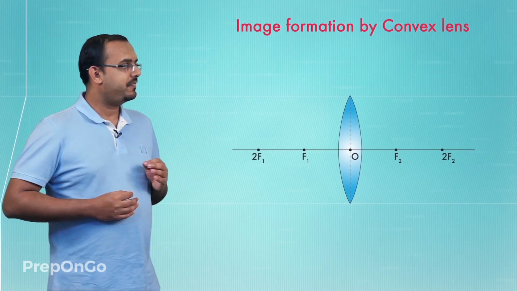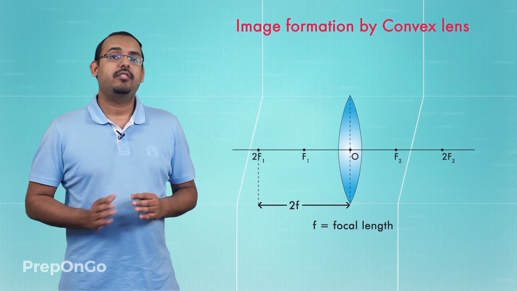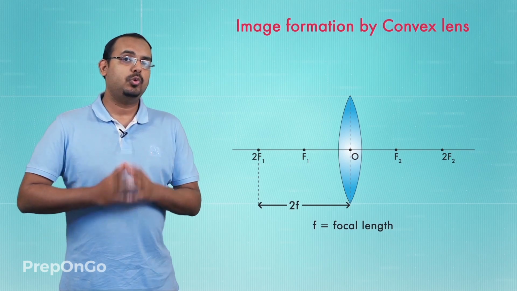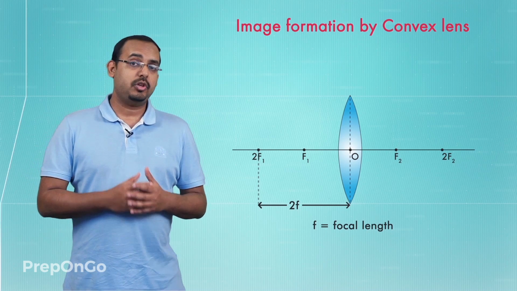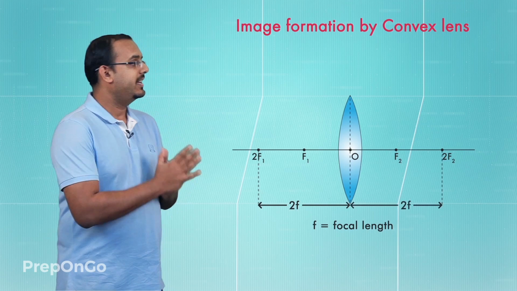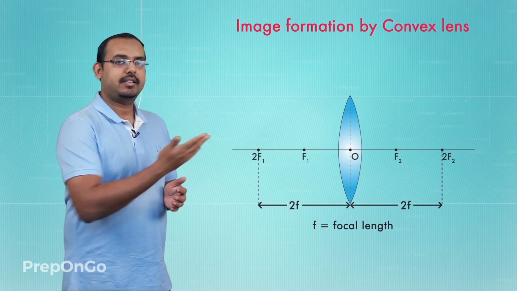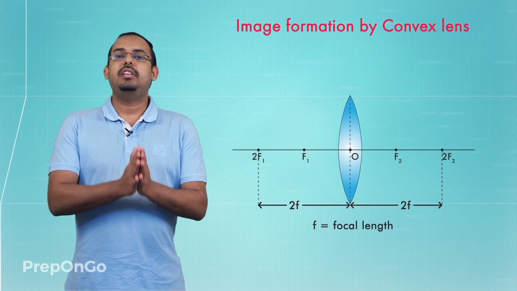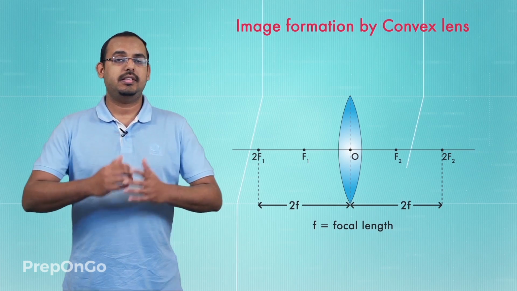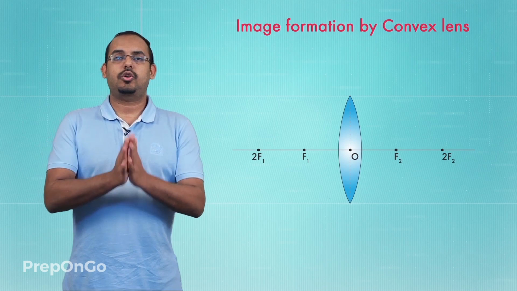Now the point 2F1 is a point which is at a distance of 2F, where F is the focal length of the lens. So this point is at a distance of 2F from the optical center of the convex lens. Similarly, the point 2F2 is at a distance of 2F from the optical center of the convex lens on the right hand side of the convex lens. So these are two points that will help us understand the various cases of image formations that we'll talk about. Now let's move on to the first case of image formation with a convex lens.